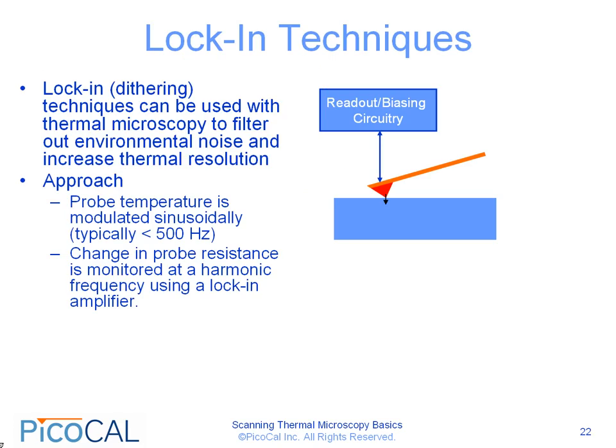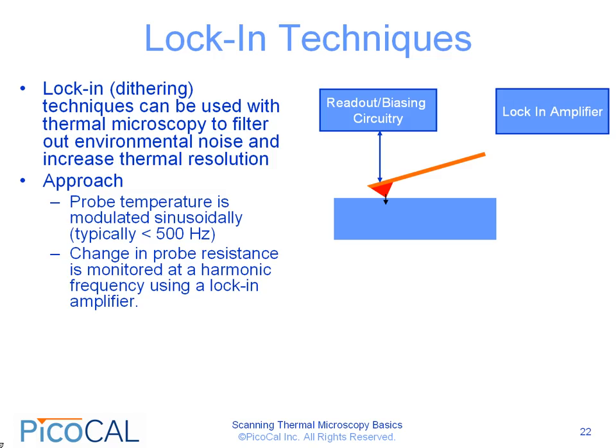As indicated earlier, one way to reduce the thermal noise associated with scanning thermal microscopy measurements is to reduce the measurement bandwidth, and that's reducing the delta F that we saw in the equation earlier. To do this, we have to reduce the measurement bandwidth, and this can be done using a lock-in amplifier. The approach is to sinusoidally vary the probe temperature, and this is typically done at less than 500 Hertz. And the change in probe resistance will be monitored at a harmonic frequency.